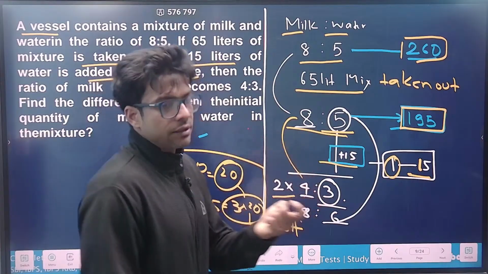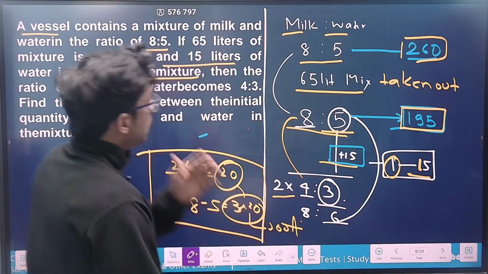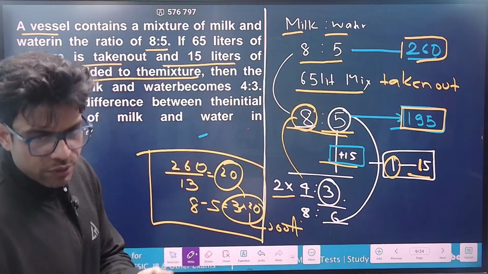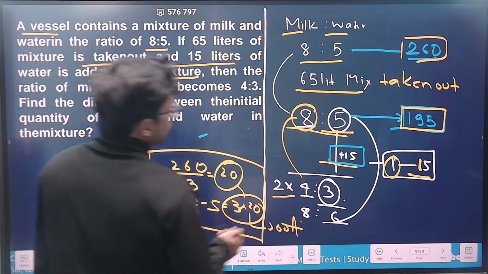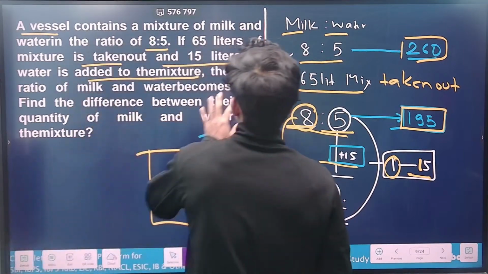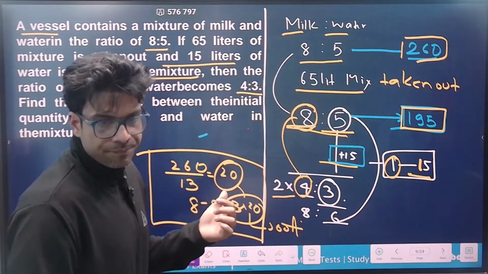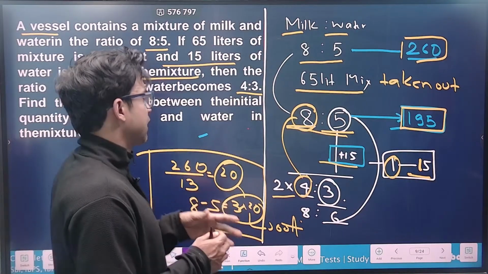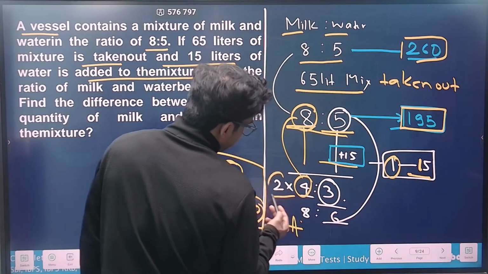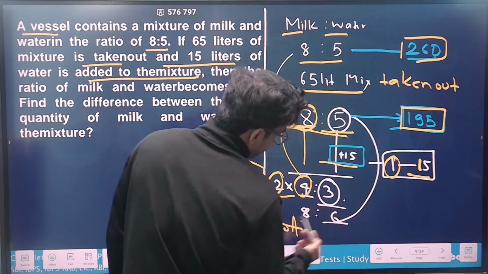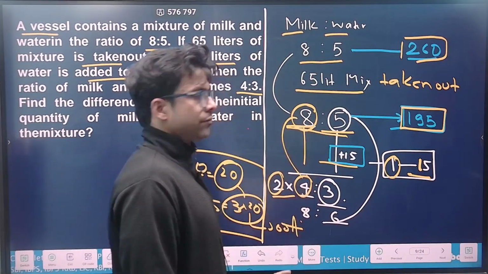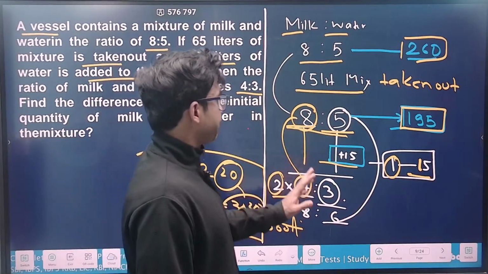What is constant here? The constant part is milk. Always you need to understand the constant part was milk. So here the milk is 8, and here the milk is 4 because the resultant mixture, as he says in the question, is 4:3. So I need to make the milk constant. I multiplied by 2, so it becomes 8 and now 6. So the new mixture becomes 8:6 where the milk is the same.